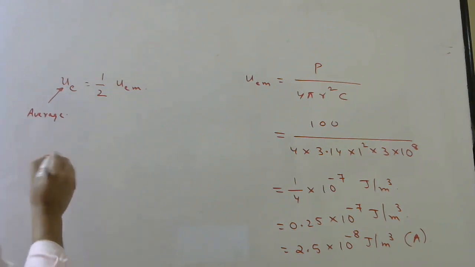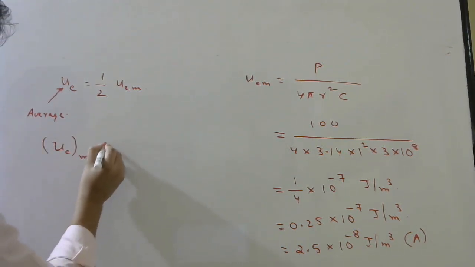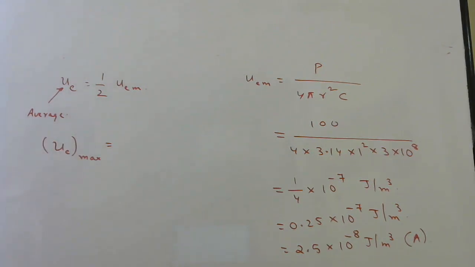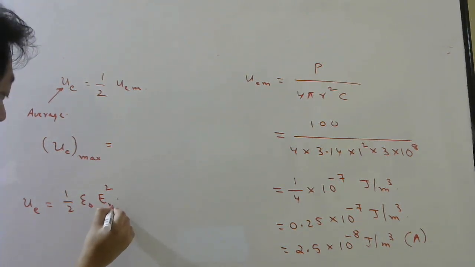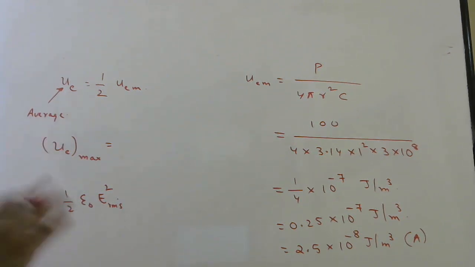Now the maximum value is asked in the question. How to find the max value? Look here, your energy density in the electric field is half epsilon naught E square, where E is the RMS value. When I don't write anything, it means the RMS value for oscillating quantities.